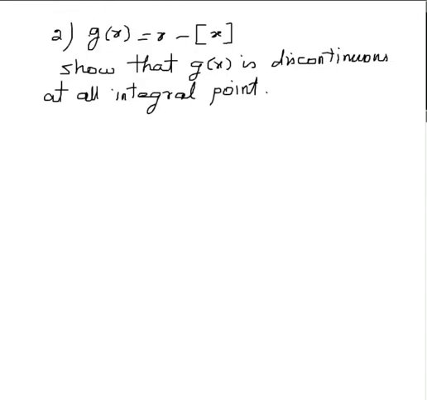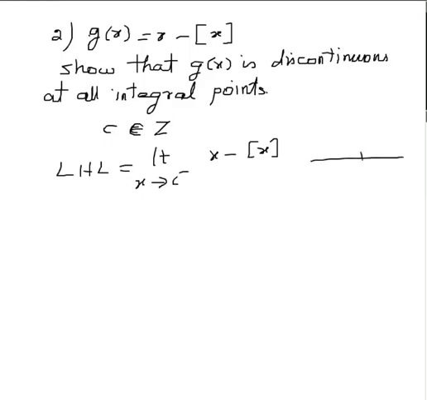Next question. Let us consider the function g of x is equal to x minus greatest integer function of x. We have to show that it is discontinuous at all integral points. Let us take c as an integer. Z is the set of all integers. Let us calculate LHL. Limit x tending to c minus of x minus greatest integer function of x. c is an integer here. c minus means it tends to c from the left side of c.